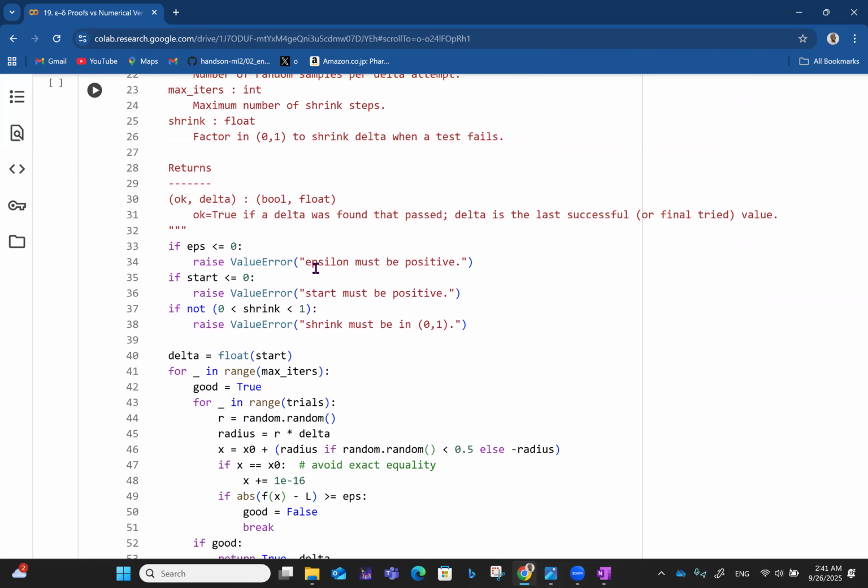So if epsilon is less than or equal to 0, it will raise an error because epsilon must be positive. If start is less than or equal to 0, it will raise an error again, because start must also be positive, the starting value.